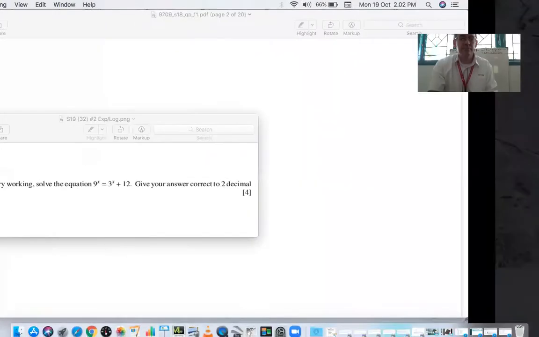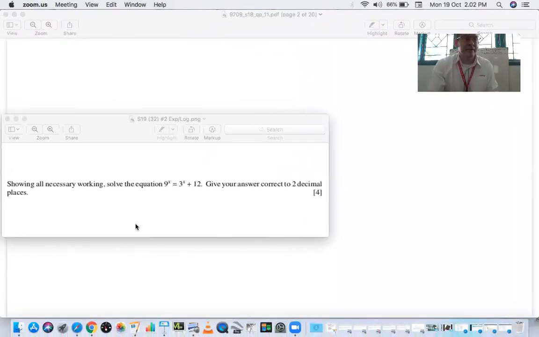Here's the desk. You can look at the code up here if you're interested in what past paper it came from. It says, showing all necessary working, solve the equation 9 to the x equals 3 to the x plus 12. Give your answer correct to 2 decimal places. So let's go back to the board.